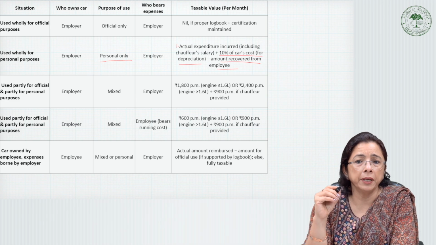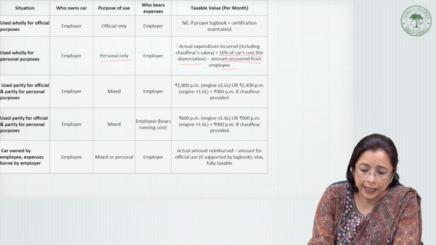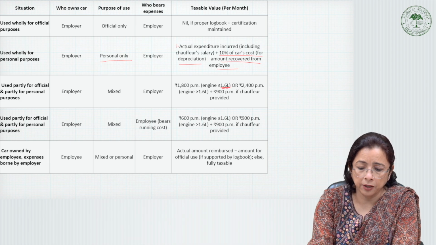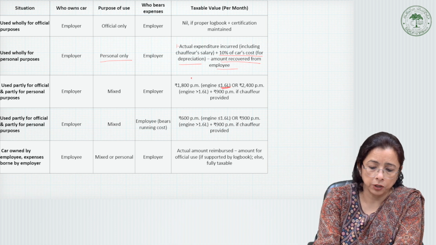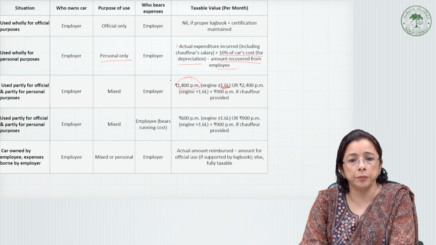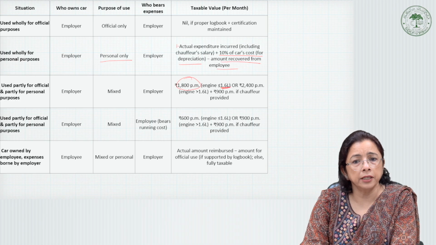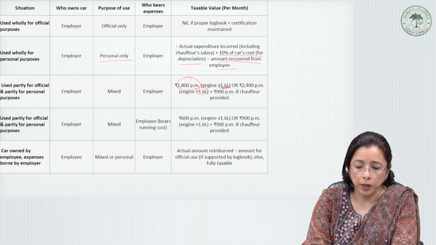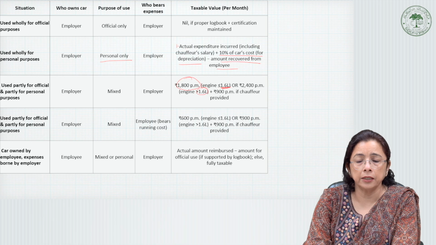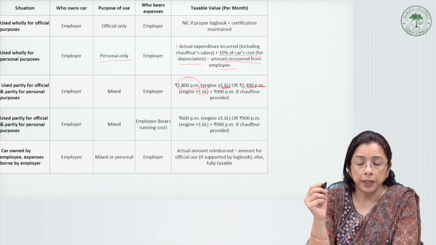So if the cubic capacity of the engine does not exceed 1.6 liter, that is, it is less than or equal to 1.6 liter, in that case the valuation will be taken up as 1800 per month. And it will be decided as a large car when the cubic capacity of the engine of the car exceeds 1.6 liters, and then the amount to be taken up is rupees 2400 per month.